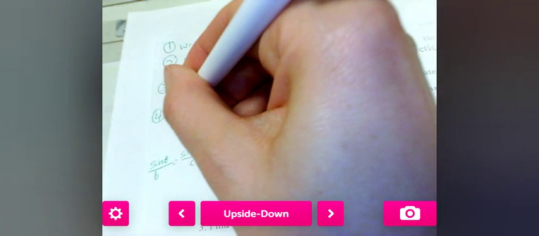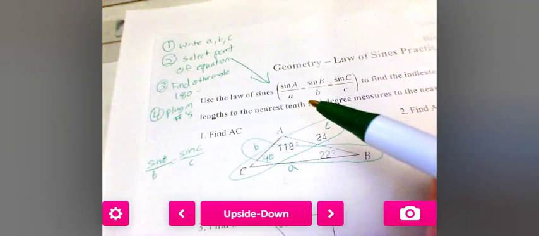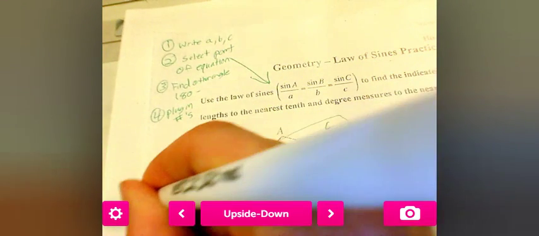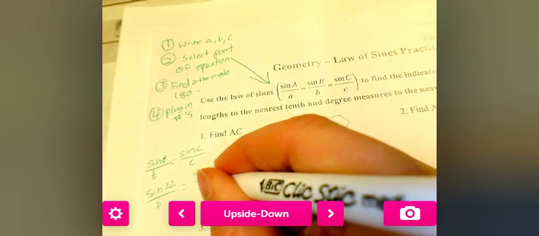And step 4, plug in the numbers. So I'm left with sine 22 over, I'm just going to leave it as little b, equals sine c, that's 40, sine 40, over little c, that's 24.